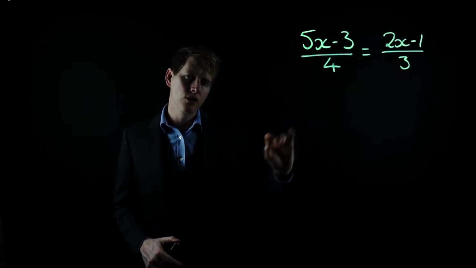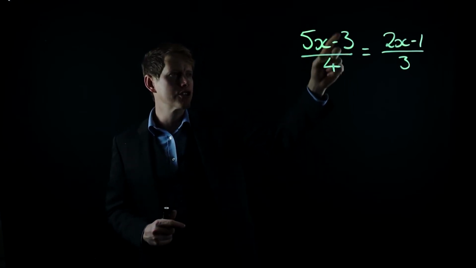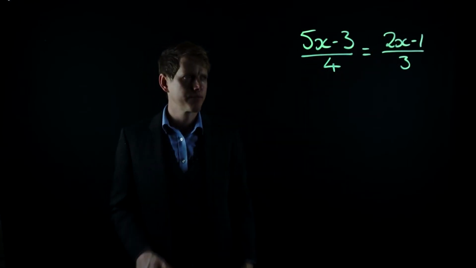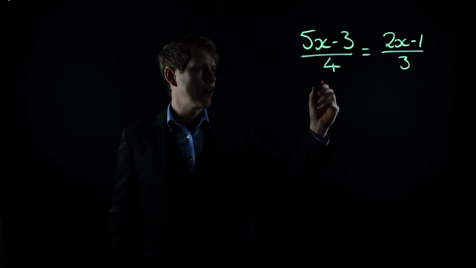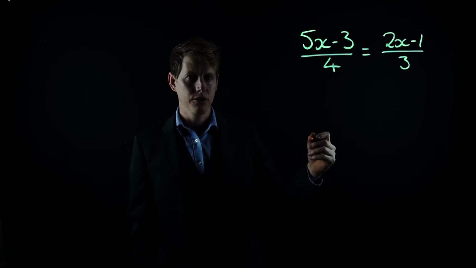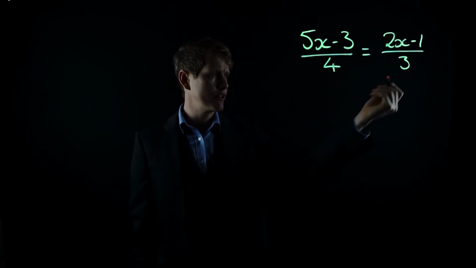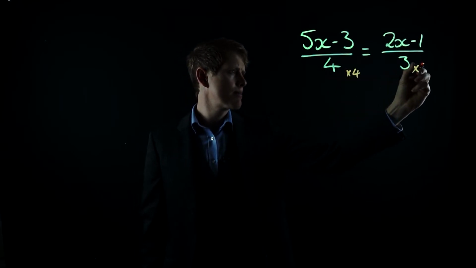Now, I'm going to do this the long way, and then I'm going to show you a little trick that'll help you when we've got a fraction that equals another fraction. Okay, now this is kind of similar to one of the questions that we did earlier. Again, we want to get rid of the denominator of the fraction. So the first thing I'm going to do is multiply both sides by the denominator. So in this case, let's multiply both sides by 4.